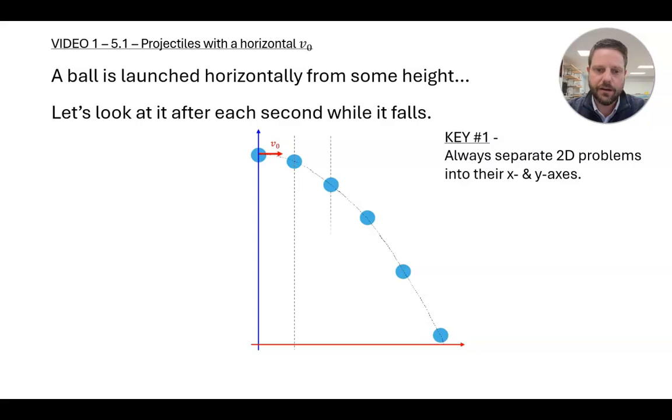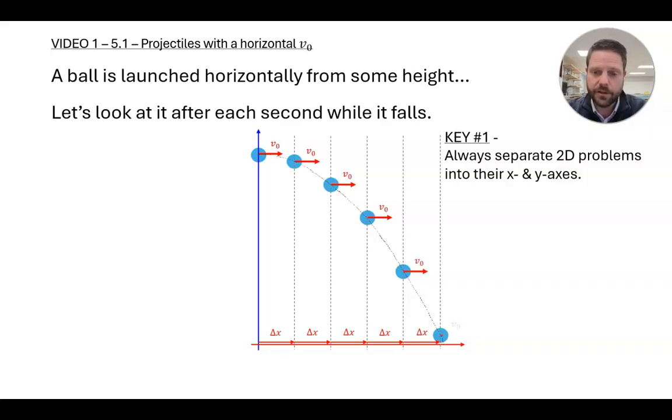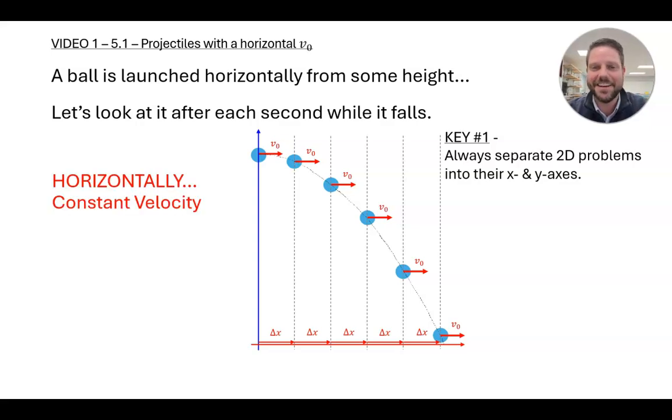So let's first look at the horizontal motion along that red axis. If we track where it is directly below where it's located, along that red arrow, then we're going to find that it travels some distance delta x in the first second, and then the same distance delta x for each second that it's in the air. This would mean that the speed is going to be the same as whatever it started off with throughout the entire motion through the air. Put short, it's constant horizontal velocity, right?